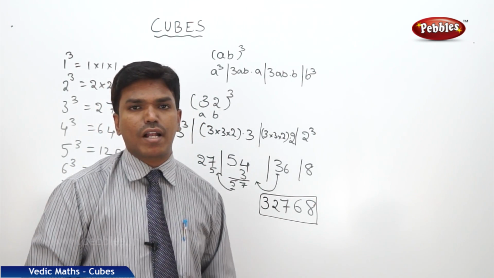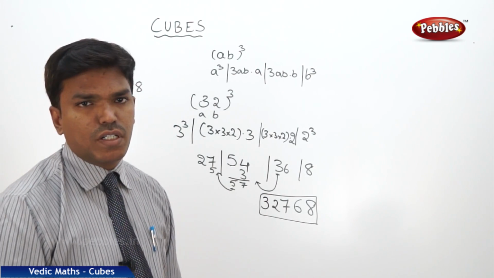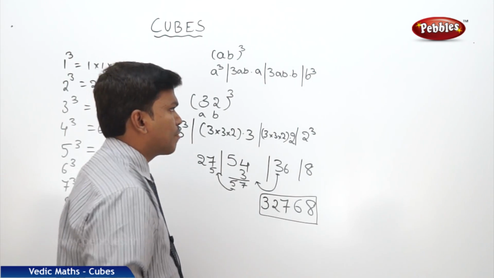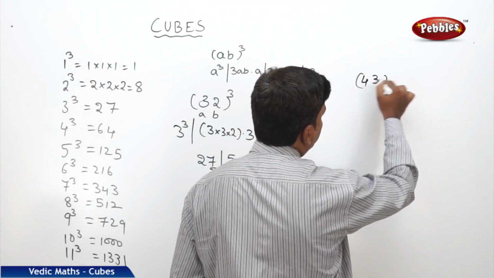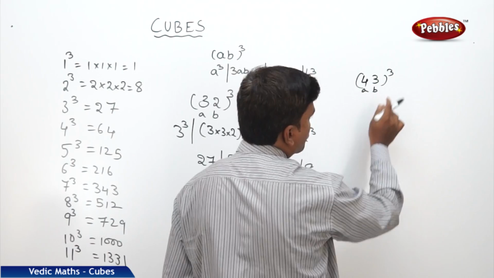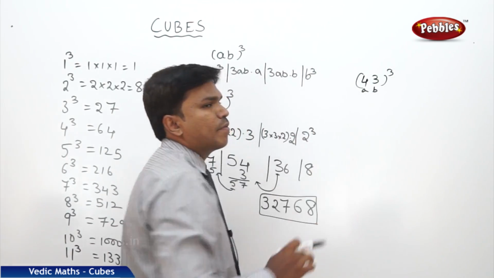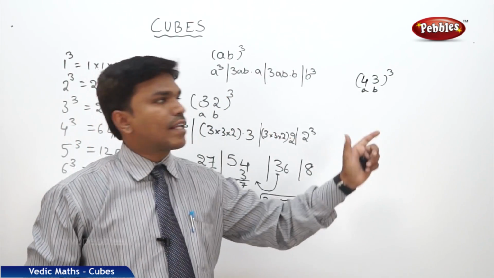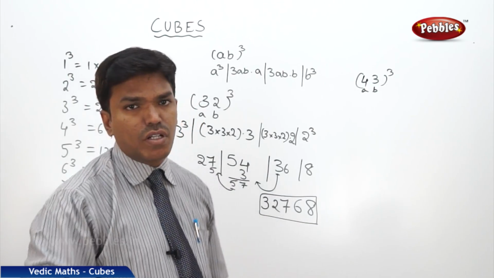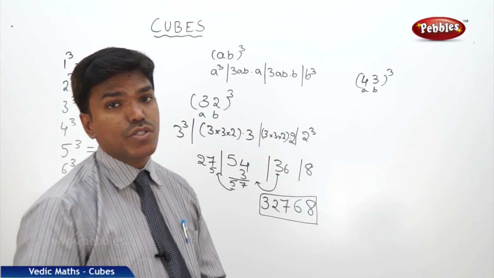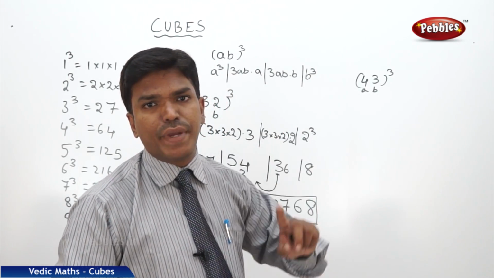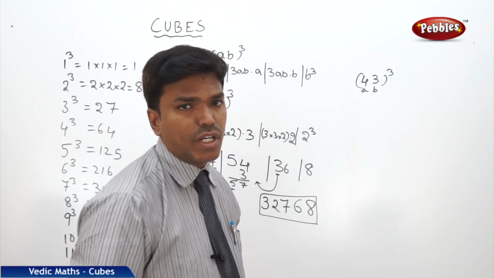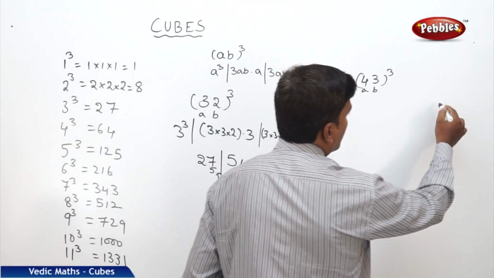So like this we need to calculate the cube of a number. Let us take one more example. I need 43 cube. Take this as A and this as B. Remember the formula. It is very important to remember the formula to calculate the cube of a double digit number. Now start from the right side. The rightmost step is B cube. What is in the place of B? 3. So B cube is 3 cube.